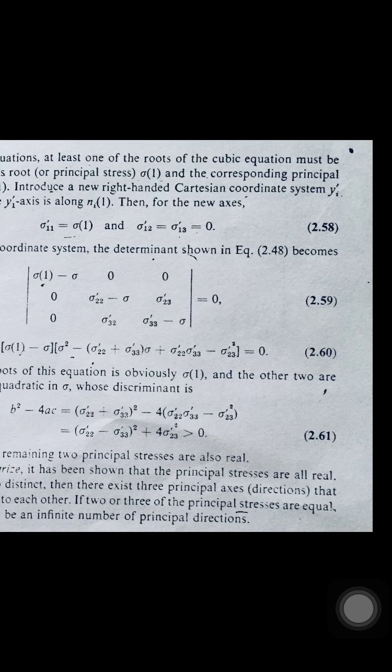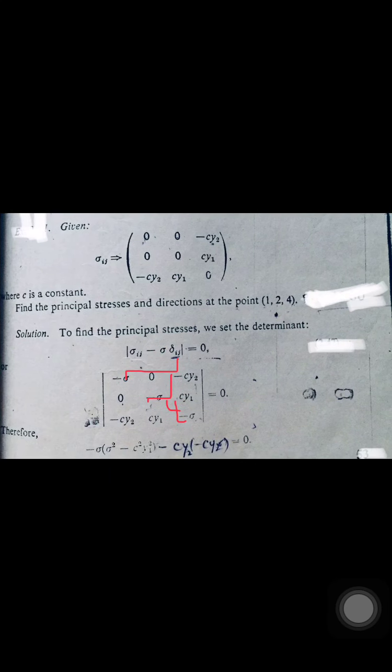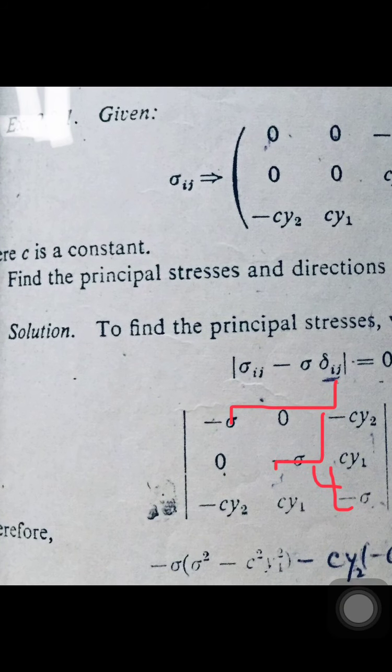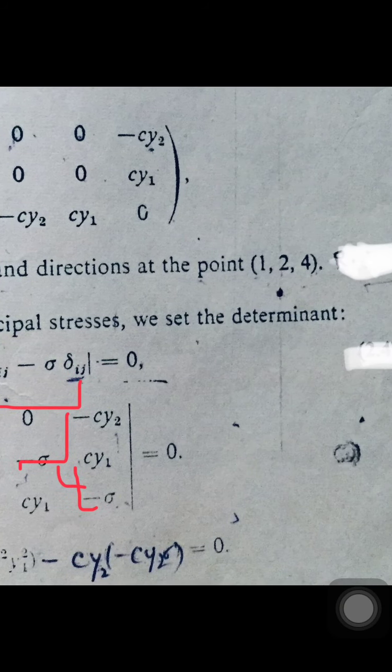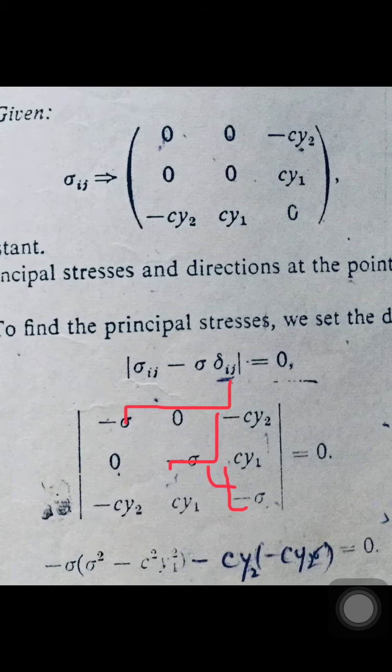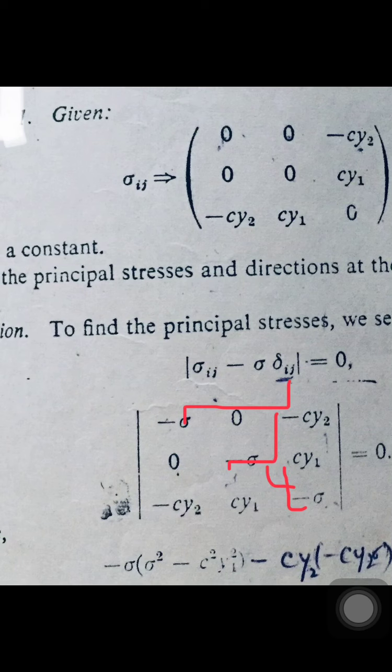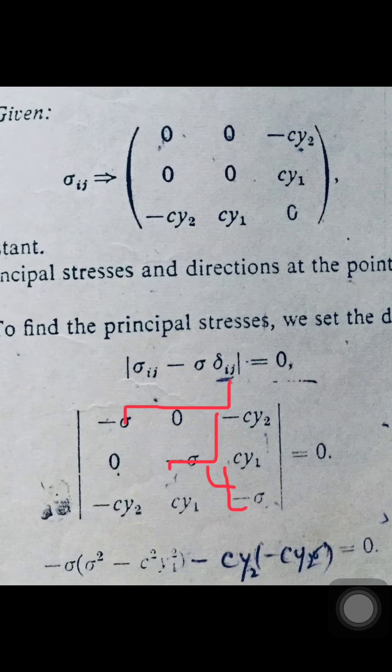Now we are taking one example to find the principal stresses and directions at the point. The solution of this is a very important type. Any question can be given in the form of sigma ij, but the procedure is how to find this numerically, which we are studying theoretically. To find the principal stresses, we always take the determinant of sigma ij minus sigma delta ij equals 0. Sigma ij is given to us and sigma is the principal stress we take.